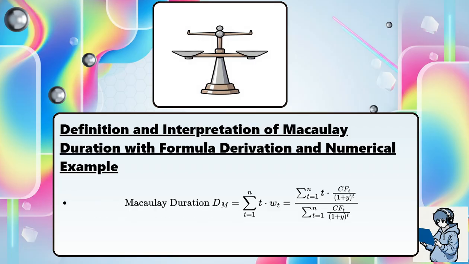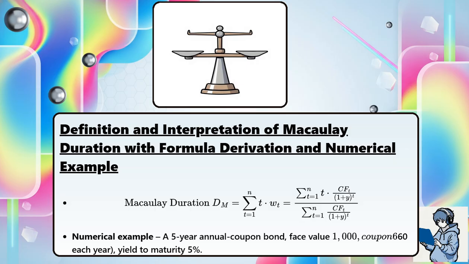Macaulay duration D sub M equals the sum from t equals 1 to n of t times W sub t, which is also equal to the sum from t equals 1 to n of t times CF sub t divided by (1 plus y) raised to t, all divided by the sum from t equals 1 to n of CF sub t divided by (1 plus y) raised to t.